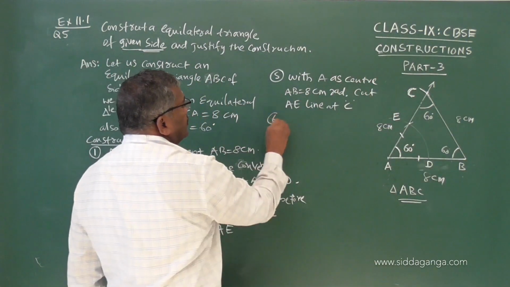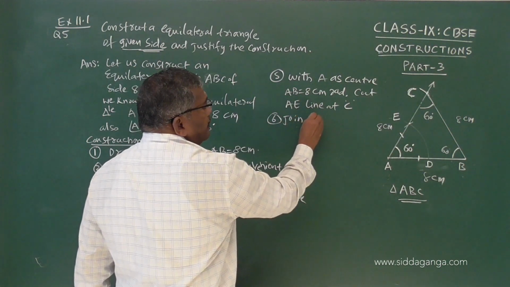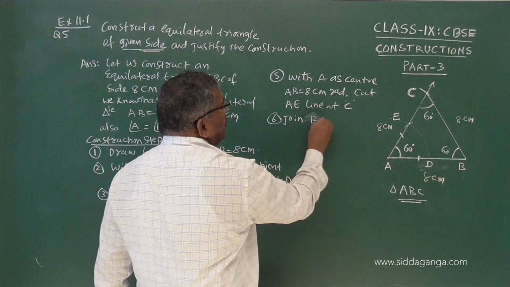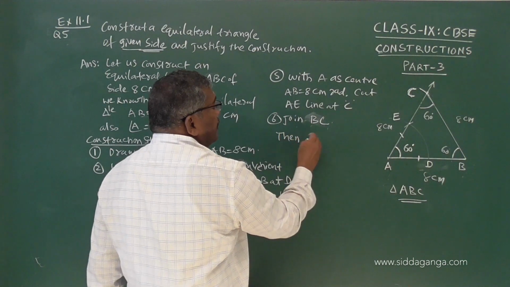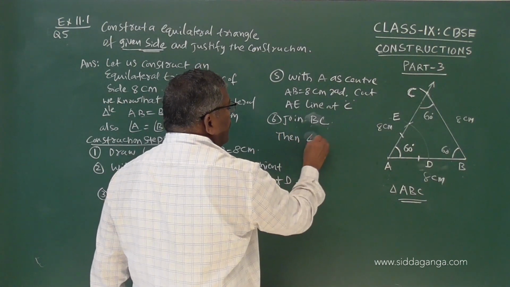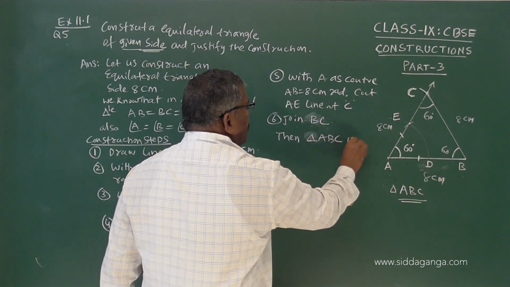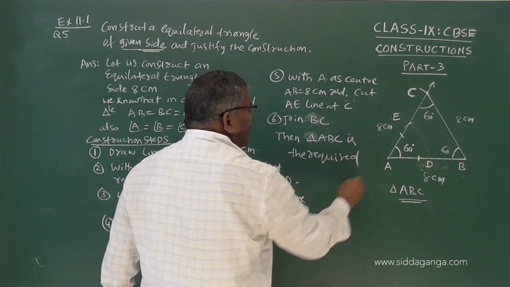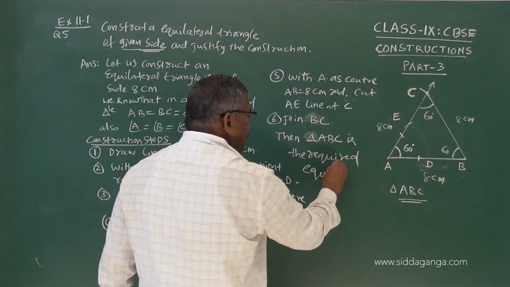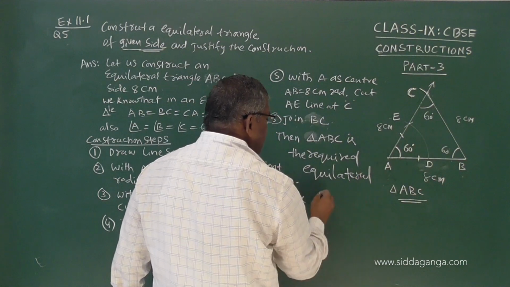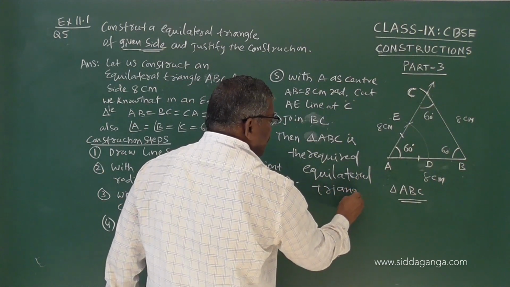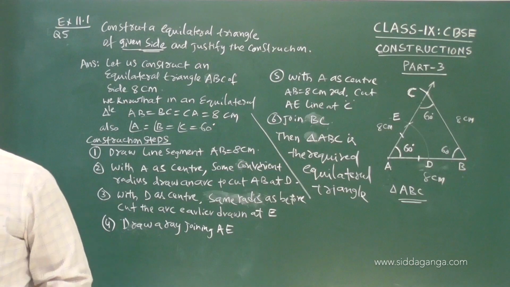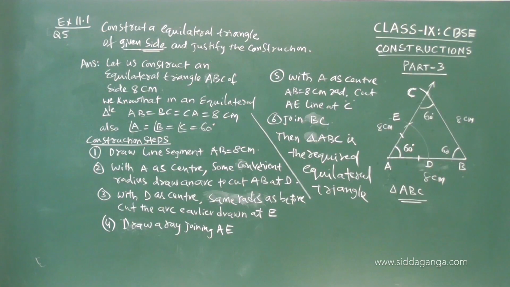Sixth, join BC. Then triangle ABC is the required equilateral triangle. So this completes the construction portion.